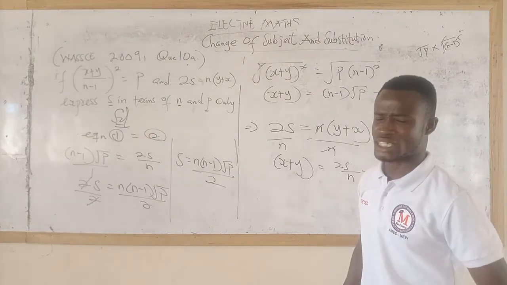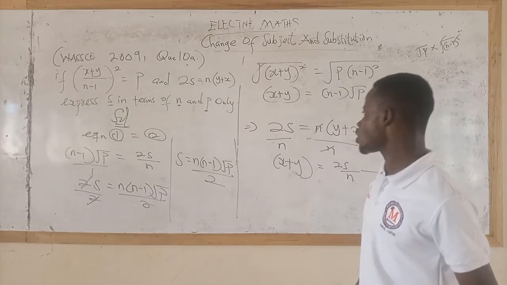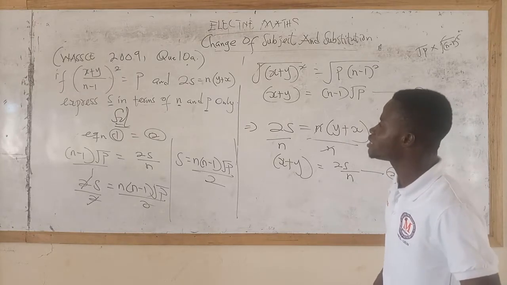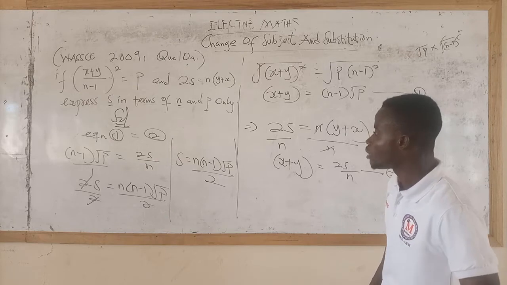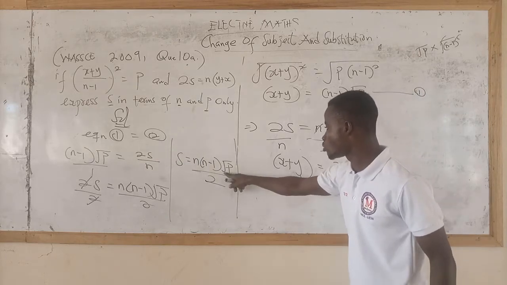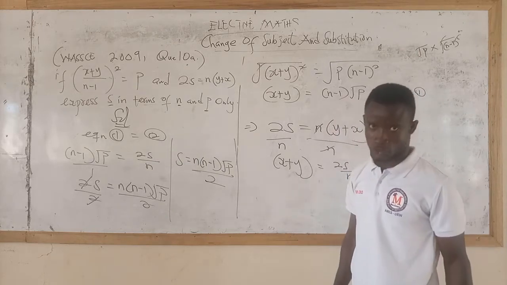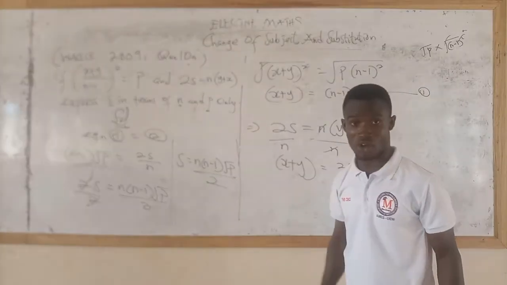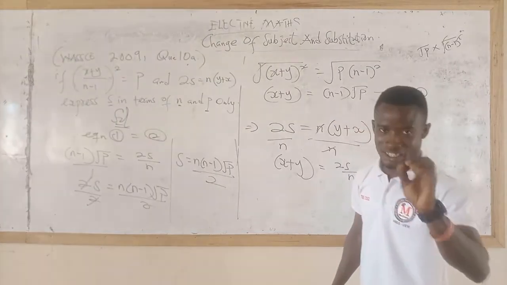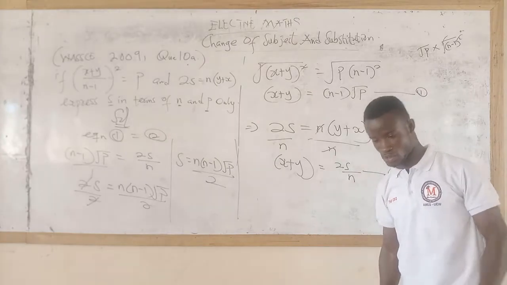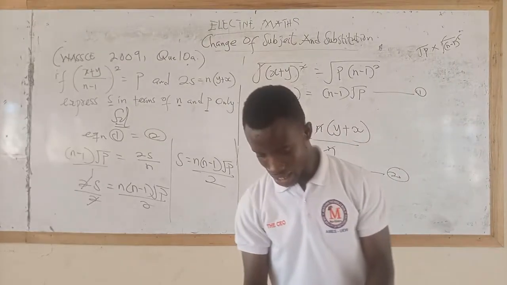After getting to this part, someone will say, I'm wrong. The question says the expression of s is supposed to be in terms of n and p only, but I'm having 2 there and I'm having a square root there. You are wrong. The focus is the variables, not the numbers. Thank you. That's all for this video. And there are similar questions.